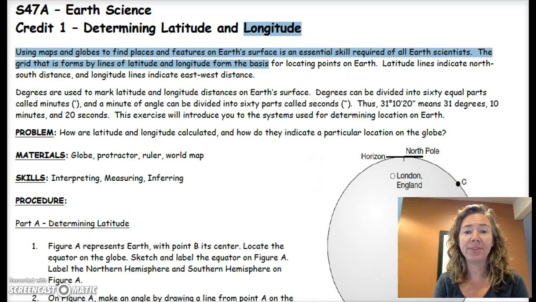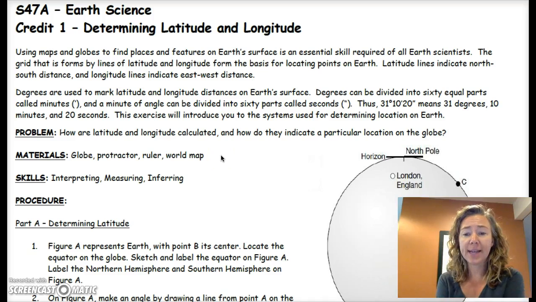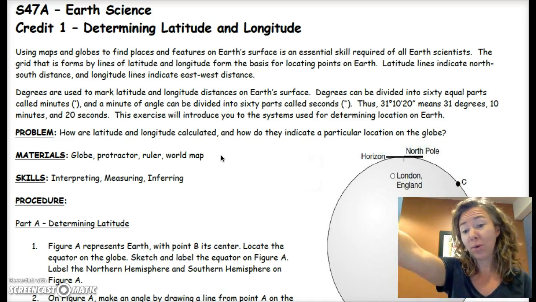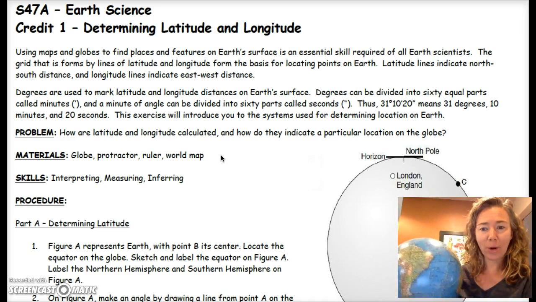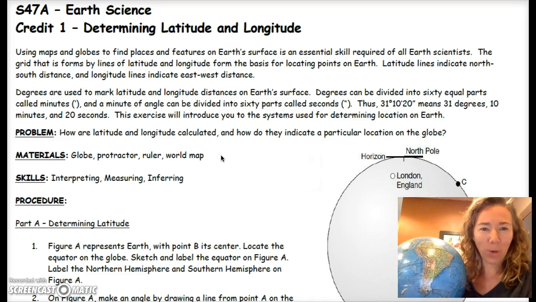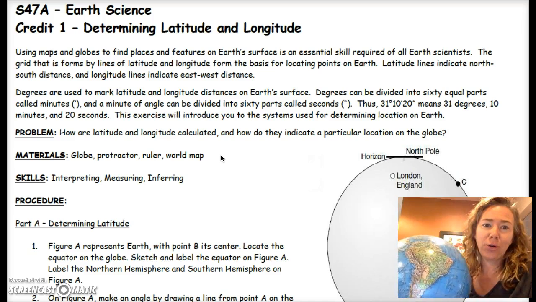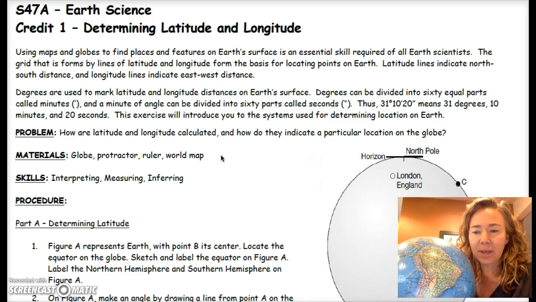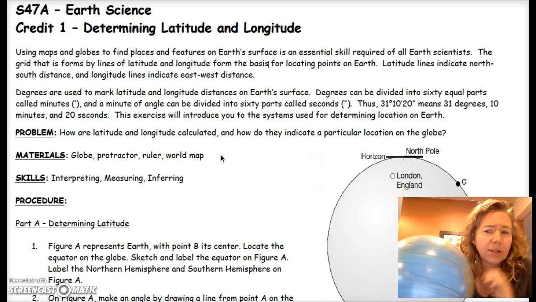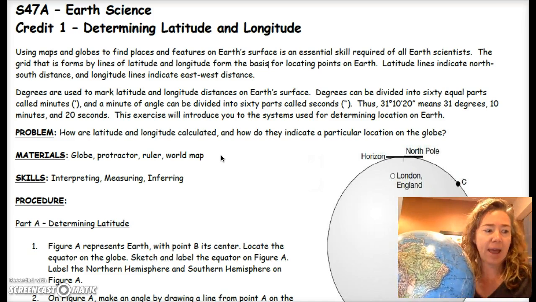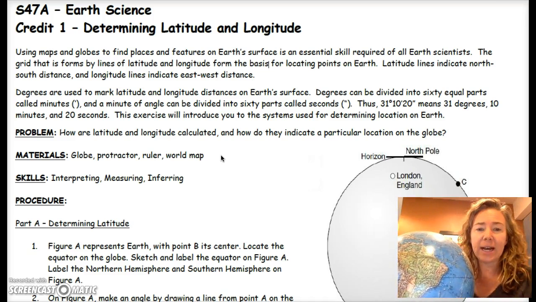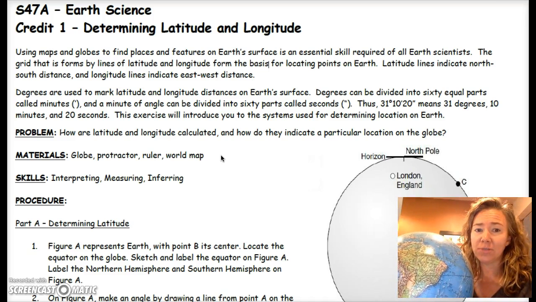I wanted to take a little bit of time to go over our assignment here on determining latitude and longitude. You've been learning a lot about mapping the Earth and why that's important. And latitude and longitude are incredibly useful things to know when we're trying to figure out where in the world we are. Even though we're using things like GPS instead of just maps that we have on paper these days, latitude and longitude are still very much used.